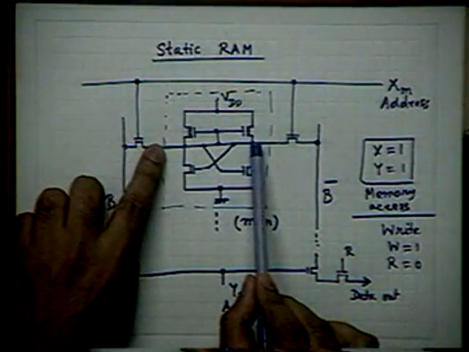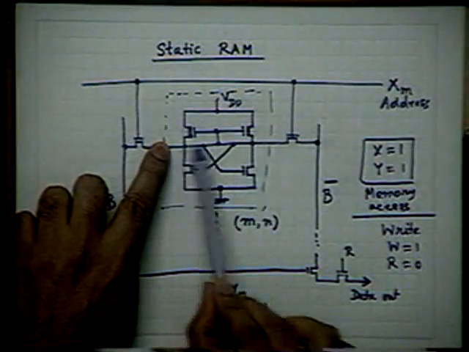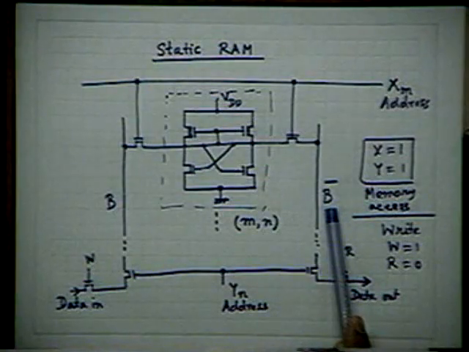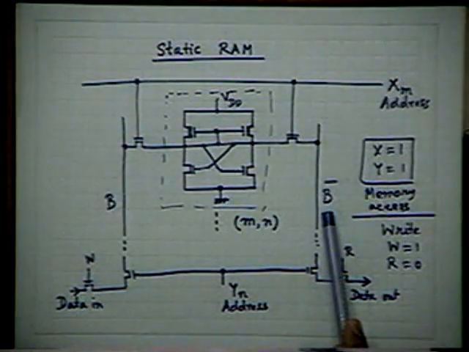But suppose I want to read this out, then I expect that B bar should give you 0, and I expect this to be read out immediately. What do you mean by 0 here? Some voltage which is very close to 0 volt. What do you mean by 1 here? Some voltage which is very close to 5 volt, or at least 4 volt.